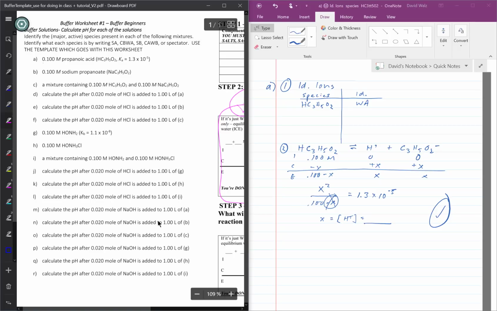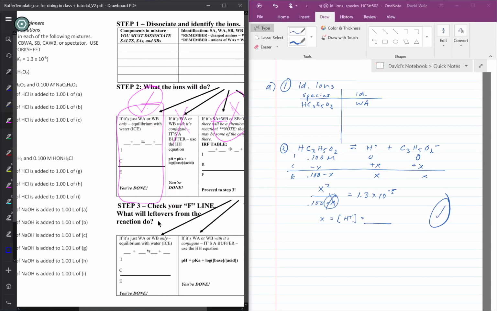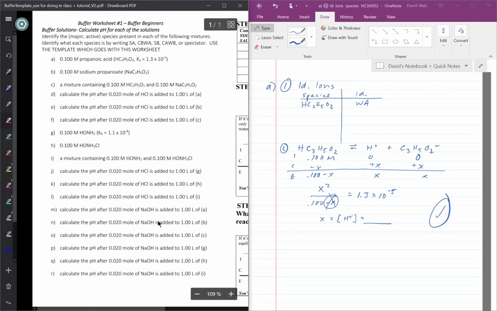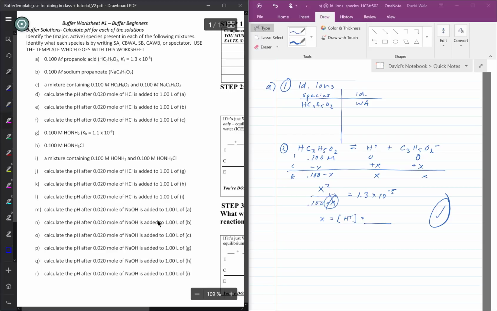So now I'm going to quickly look at the next ones. We completed this one. Okay, we completed that one. Now on this one, we're just going to have the conjugate base.